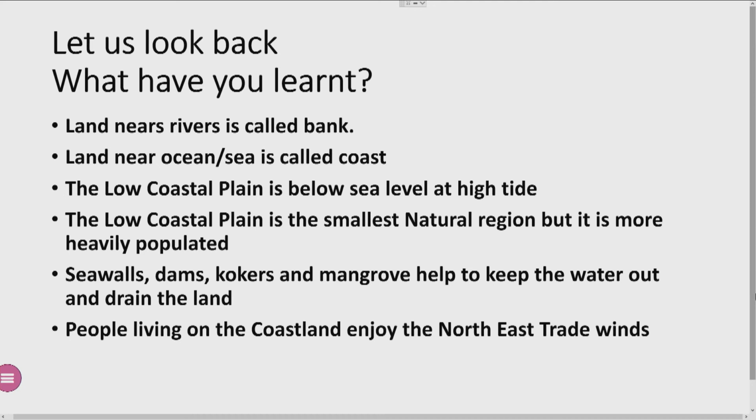The low coastal plain is the smallest natural region, but it is more heavily populated. Seawalls, dams, cokers, and mangrove help to keep the water out and drain the land. People living on the coastline enjoy the northeast trade winds.